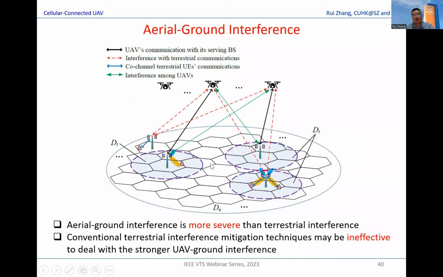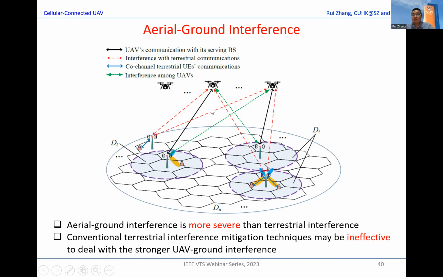The setup is as follows. We have the ground base stations already communicating with the terrestrial users, and then we introduce some new UAV users. As I mentioned, because the UAV flies at very high altitude, there is a very high chance of line-of-sight channels with the ground base stations. Then you can think about when one UAV transmits to its base station, it will cause strong interference to all the other ground users that use the same frequency. So you can see, this is the problem.